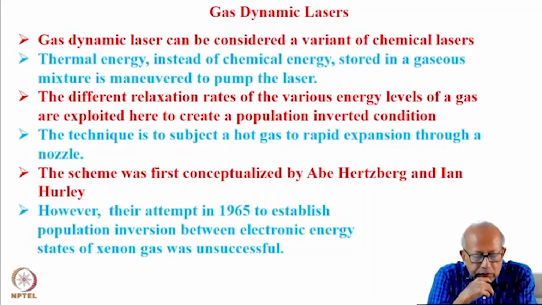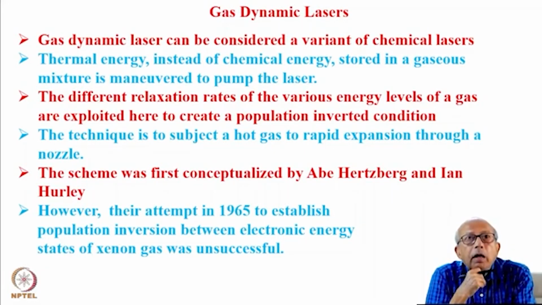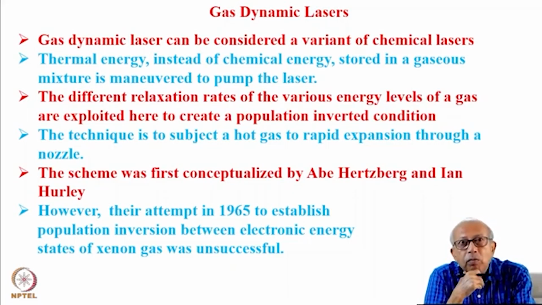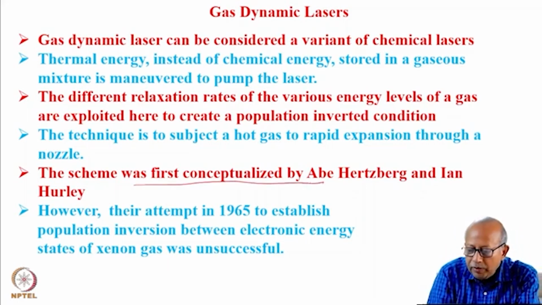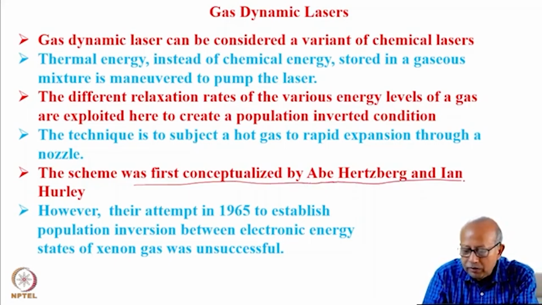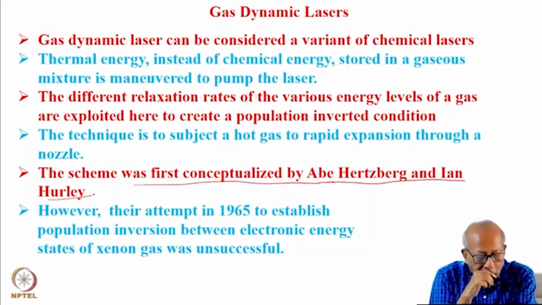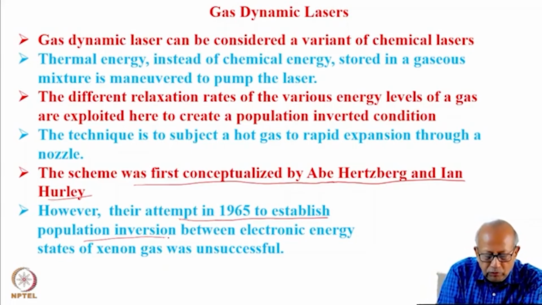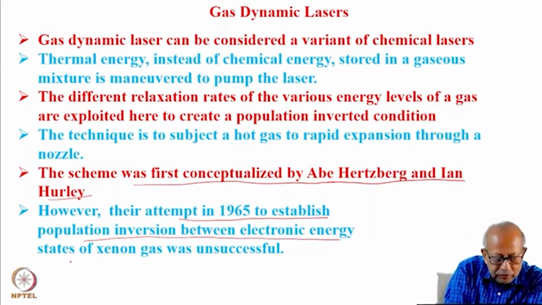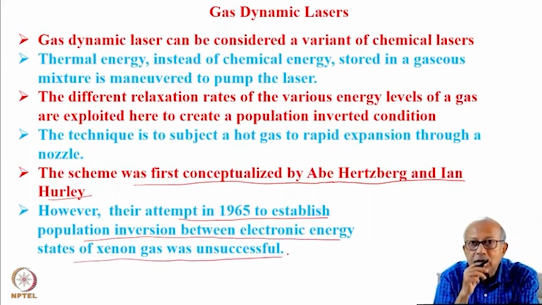In the previous class, we gained an insight into how, when you elevate the temperature of a gas and quickly cool it by letting it flow through a nozzle, it results in the creation of population inversion. This scheme was first conceptualized by two American scientists, Abe Hertzberg and Ian Harley. However, their attempt in 1965 to establish population inversion between the electronic energy states of xenon gas was unsuccessful.